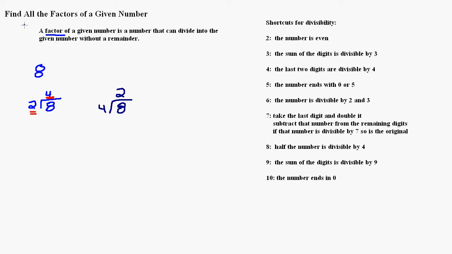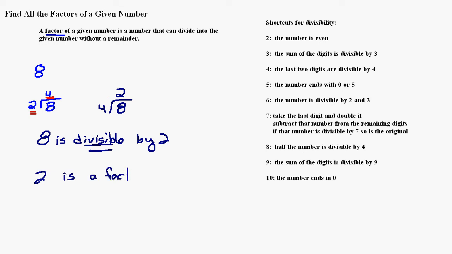Alright? Okay, now, when something can go into another number, we say that it can be divided by that number, and we talk about divisibility. Alright, so 8 is divisible by 2. Let me write that out, just vocabulary. We would say 8 is divisible by 2, or we would say 2 is a factor of 8.